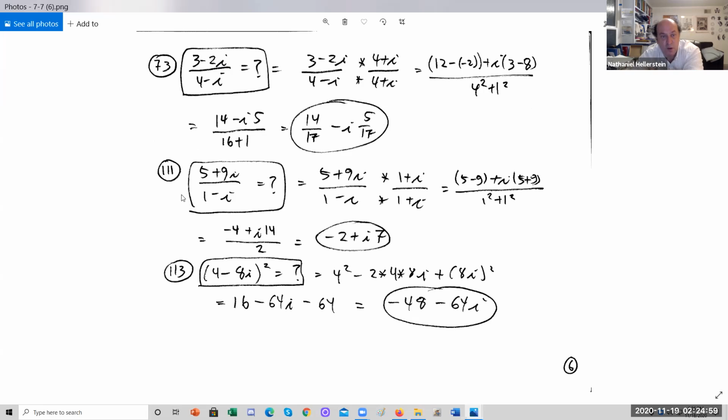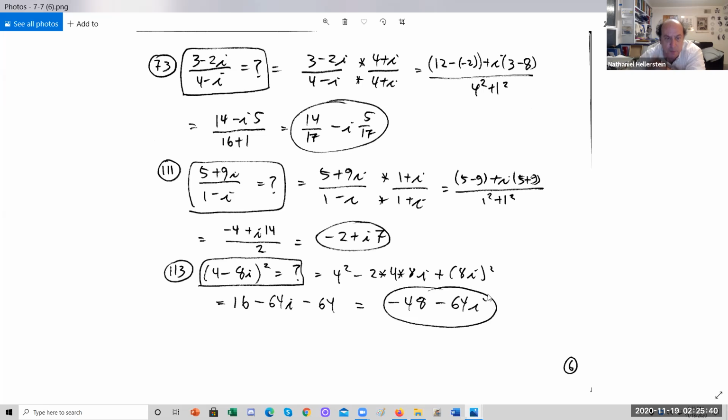All right, now you have some ratios of complex numbers and another square. I'll do the square first. 4 minus 8i squared. Okay, you can use a shortcut. A square of a difference is a squared minus 2ab plus b squared. That's 4 squared minus 2 times 4 times 8i plus 8i squared. That's 16 here. Minus 2 times 4 times 8i is minus 64i. 8i squared, 8 squared is 64, i squared is minus 1, so minus 64. 16 minus 64i minus 64, these combine to minus 48 minus 64i.